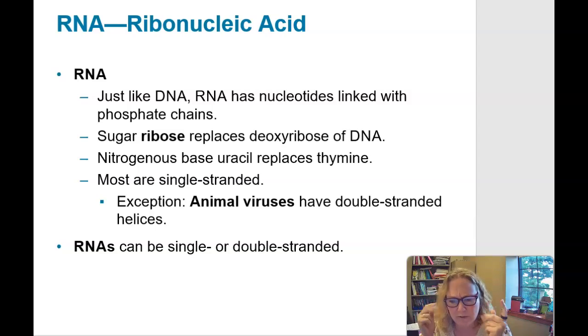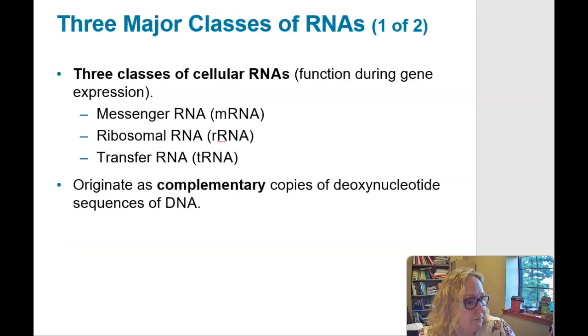And I think in the quiz or several things it'll say, what's the difference between DNA and RNA? Typically, it has a ribose instead of a deoxyribose. It has uracil instead of thymine, and it's single-stranded. That's typically the answer. 3 classes of RNA.